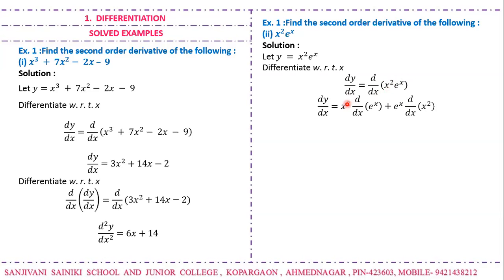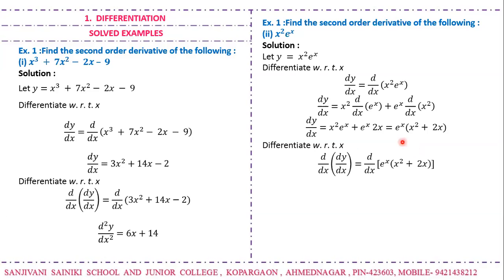First function as it is into d by dx of the second function, then second function as it is, then derivative of the first function. Now derivative of e raised to x is e raised to x, and the derivative of x square is 2x. So this is the derivative, but we can take x e raised to x common from this. So the derivative dy by dx is e raised to x, x square plus 2x.